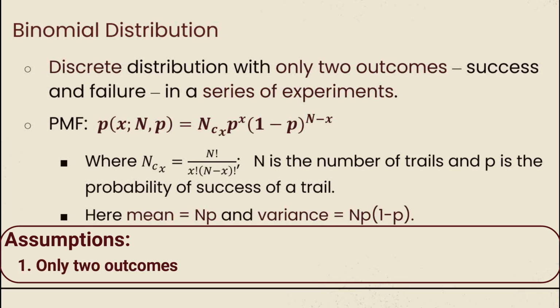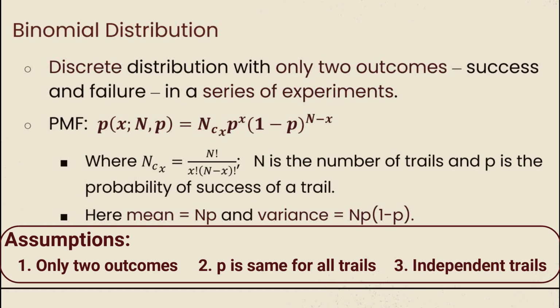The first assumption is each trial of the experiment results in one of the two possible outcomes. Those are success or failure. And the second assumption is the probability of the success is same for each trial. That means the value of p is same for each trial. And the third assumption is all the trials are independent. That means the result of one trial does not influence the result of any other trial.